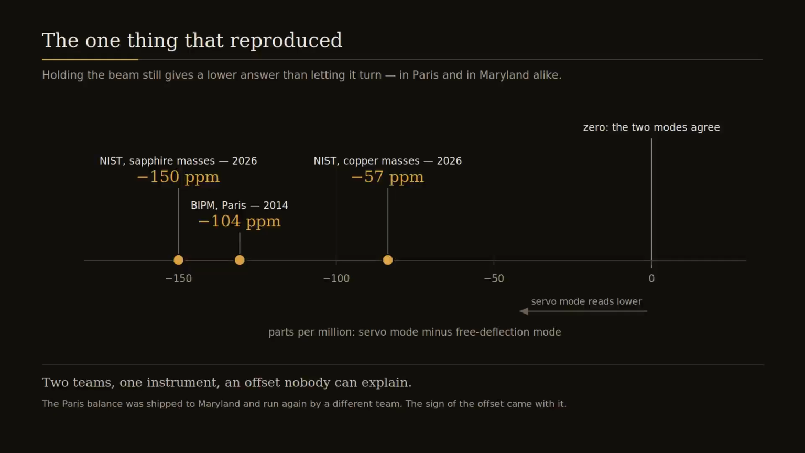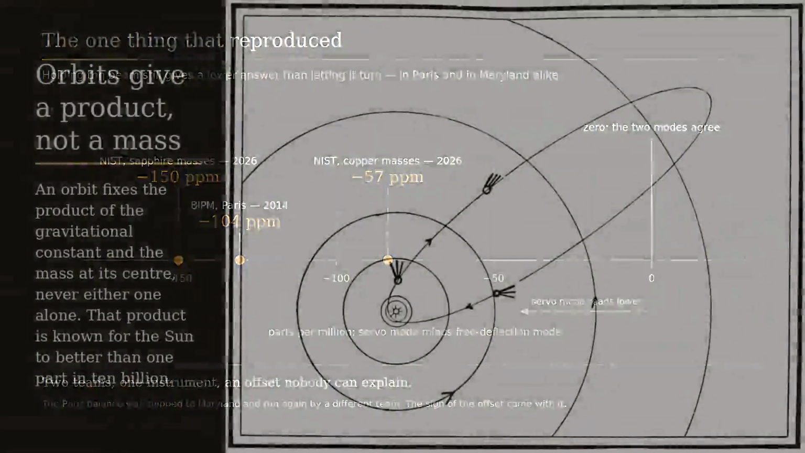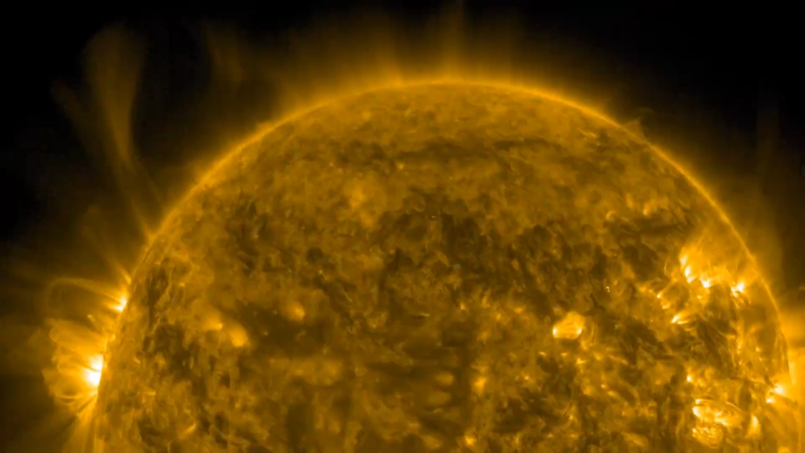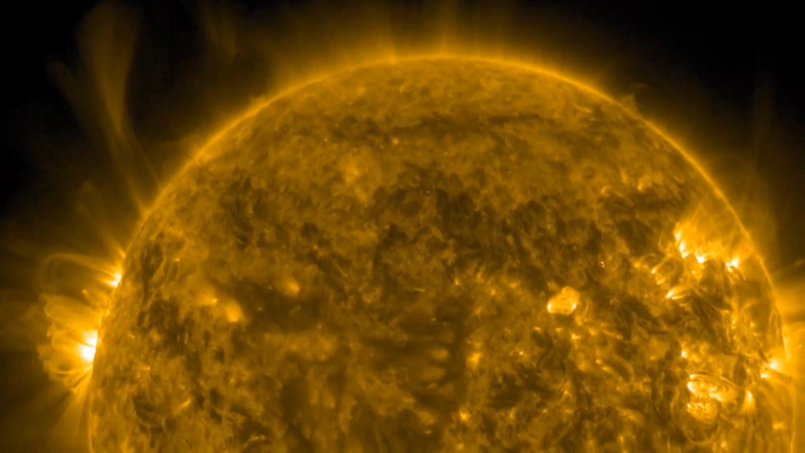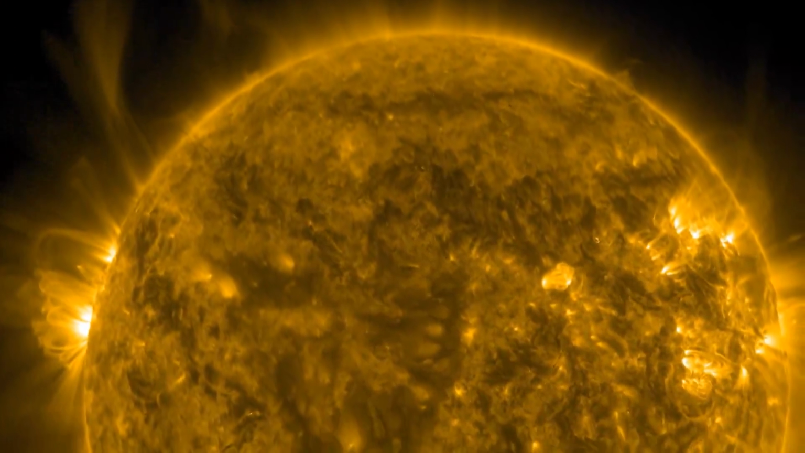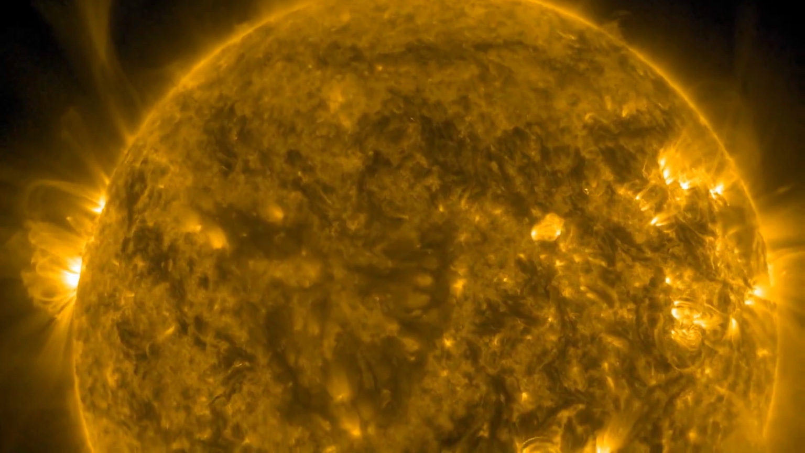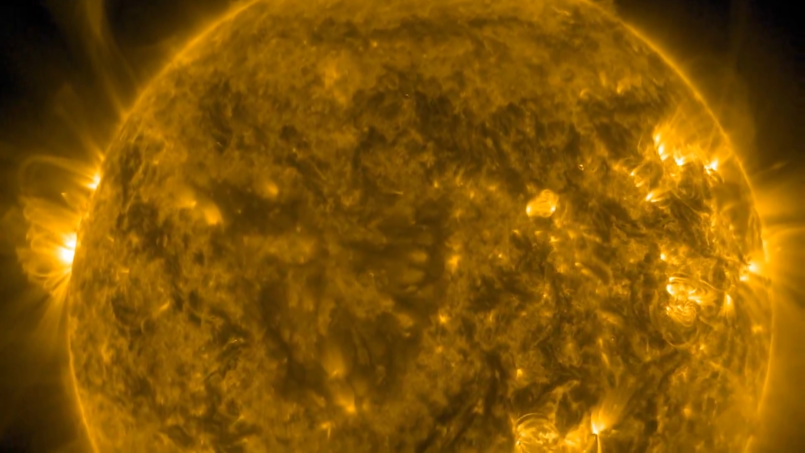The practical consequences are small and specific. An orbit gives the product of the gravitational constant and a mass, never either one alone, and that product is known for the Earth to about 2 parts in a billion, and for the Sun to better than 1 part in 10 billion. Dividing the constant out to get an actual mass in kilograms injects all of its uncertainty at once. So in 2015, the International Astronomical Union defined nominal solar and terrestrial mass parameters as exact conversion constants, so that published stellar masses would stop twitching every time CODATA revised the constant.